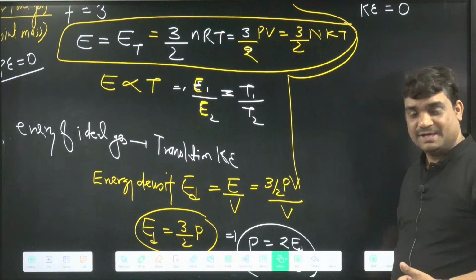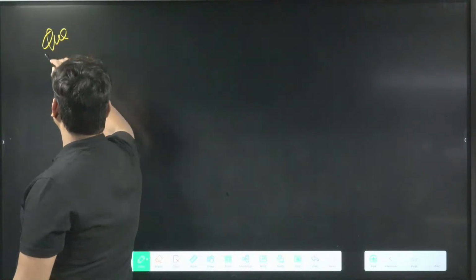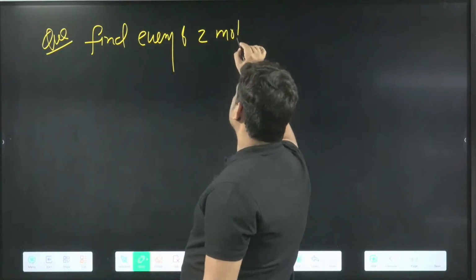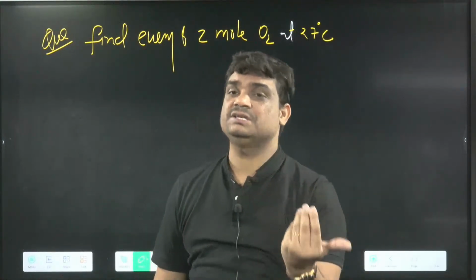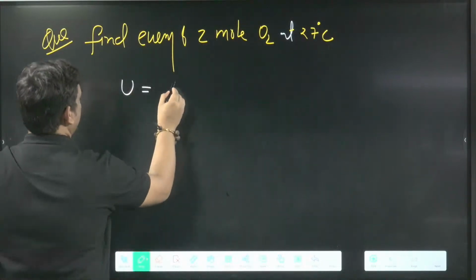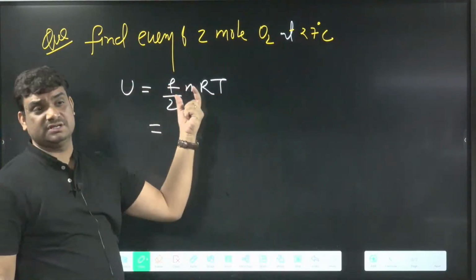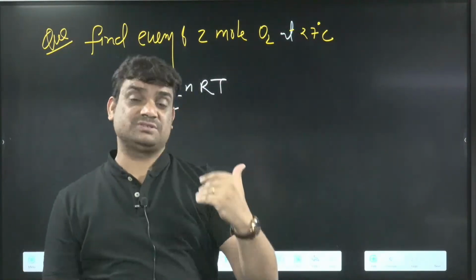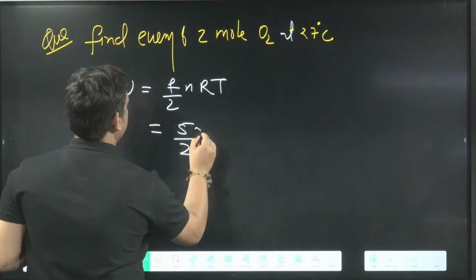Now we have a question here. First one, find the energy of 2 mole O2 at 27 degrees Celsius. So we'll use U equal to F/2 nRT. What is the degree of freedom for oxygen? The degree of freedom for oxygen is 5. So I will put here 5/2. And then I can say n is how much here?